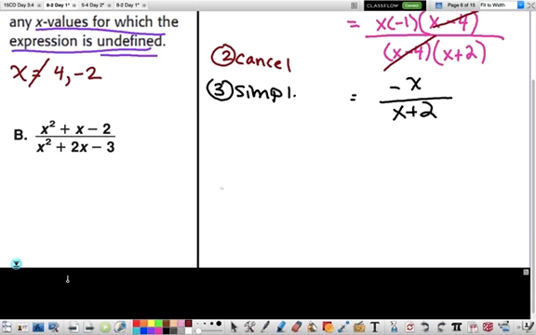So this one, give it a try. Factor, cancel, multiply. Sorry. Factor, cancel, simplify. You try it. And think about where you're getting stuck so you can ask a question.